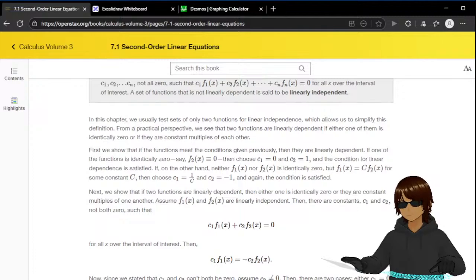First, we show that if the functions meet the conditions given previously, then they are linearly dependent. If one of the functions is identically zero, say f2(x), then choose c1 equal to 0 and c2 equal to 1, and the condition for linear dependence is satisfied. If, on the other hand, neither f1 nor f2 is identically 0, but f1 is equal to c times f2 for some constant c, then choose c1 equal to 1 over c and c2 equal to minus 1, and again the condition is satisfied.